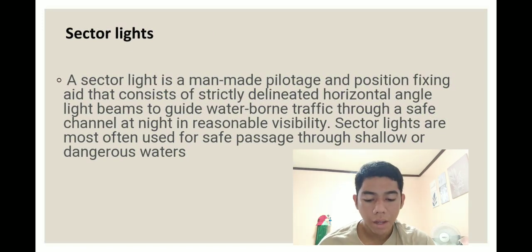Sector lights. A sector light is a man-made navigation and position fixing aid that consists of strictly delineated horizontal angle light beams to guide waterborne traffic through a safe channel at night in reasonable visibility. Sector lights are most often used for safe passage through shallow or dangerous waterways.